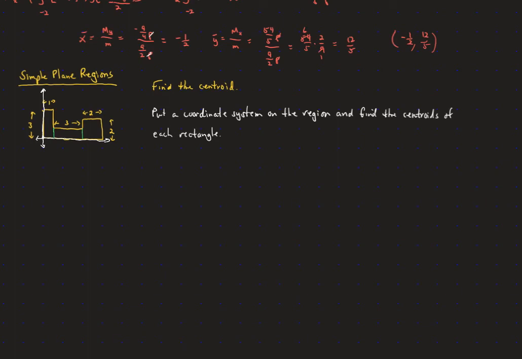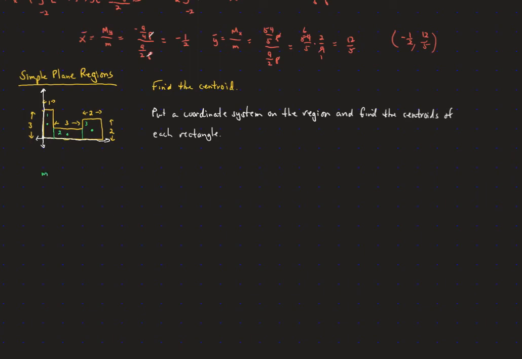And then we're going to treat it like we did that marble problem in our 2D system. We're going to find the center of mass of each of these separate rectangles, and then we're going to find the center of mass of that system. So I'm going to call this region 1, and this will be 2, and that'll be 3.